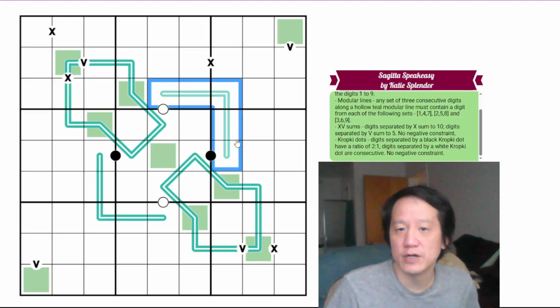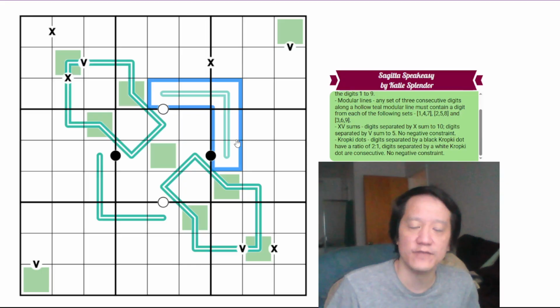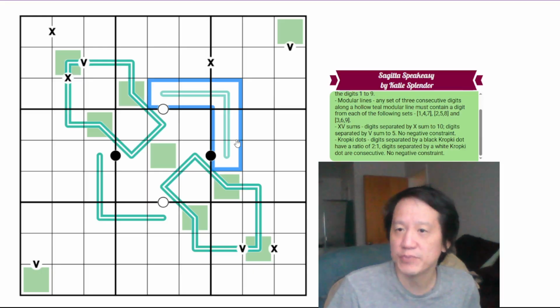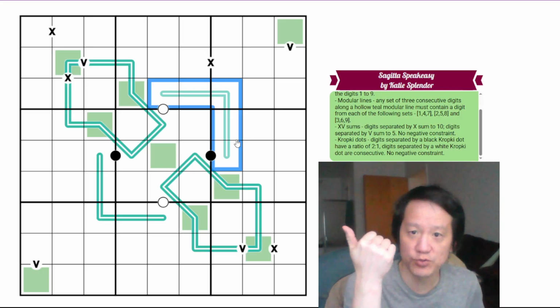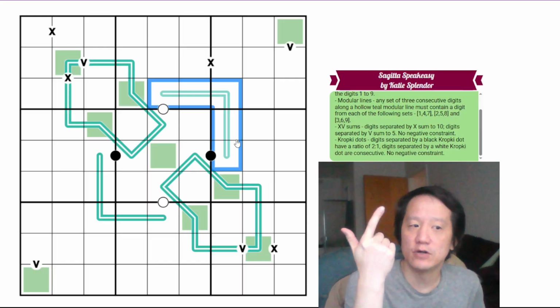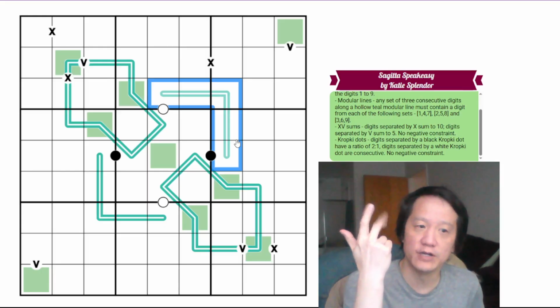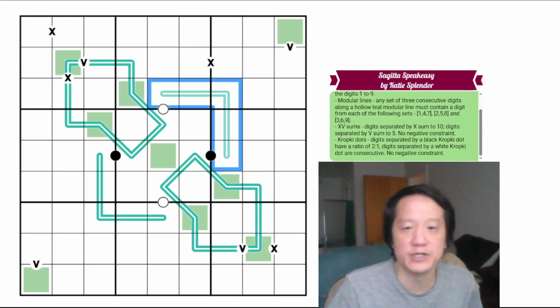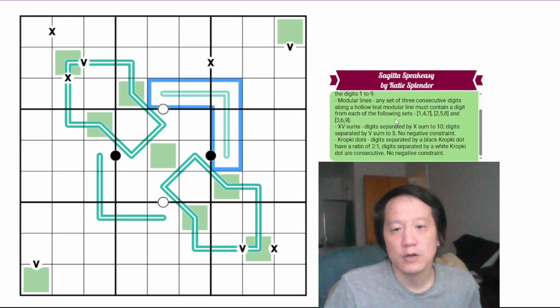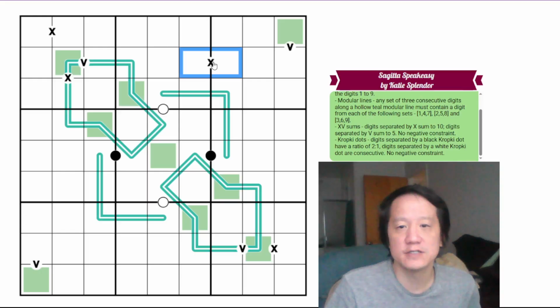They are known as modular lines because if you divide all those numbers by 3, they will divide into modulo sets. 147 are all 1 modulo 3, 258 are all 2 modulo 3, and 369 are 0 modulo 3, right? If you divide 3 by 3, you get 0 remainder. And that's what modulo means. We also have XV sums, where digits separated by an X sum to 10.